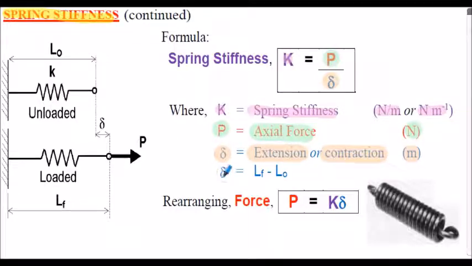To calculate the extension or contraction delta, it's simply the final length of the loaded spring, subjected to an applied force P, minus the original unstretched length of the spring L0. That's the unloaded condition. Of course, the above spring stiffness equation can be rearranged. If we want to find the actual force in the spring, then P is equal to K multiplied by delta.